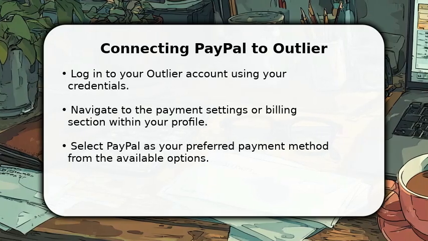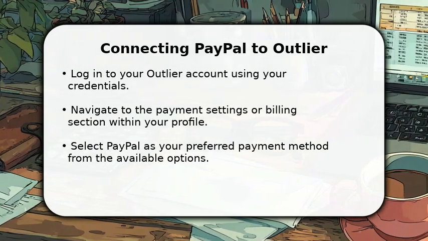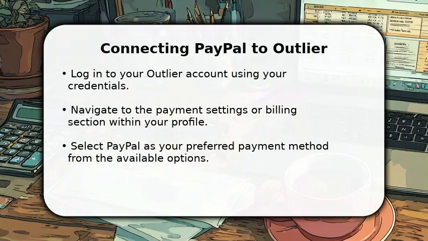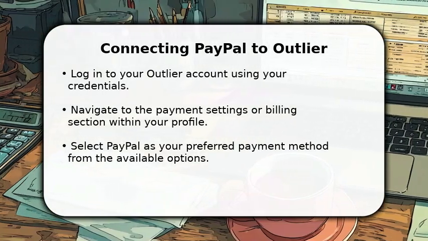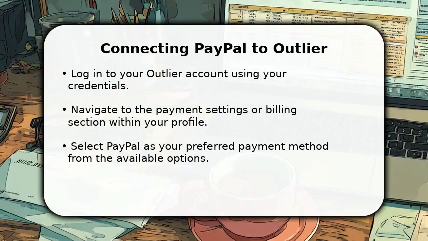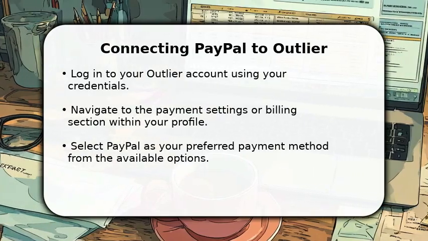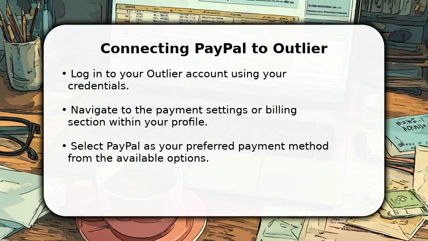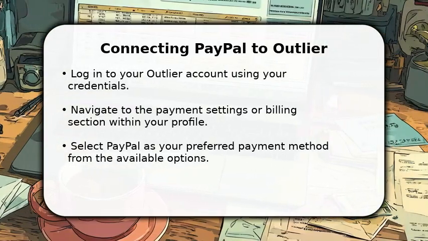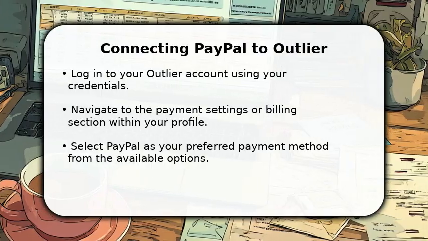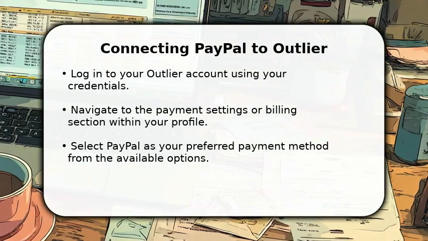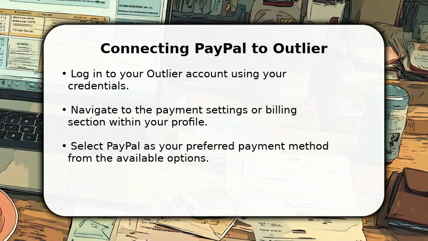In this video, I will explain how to connect your PayPal account to Outlier. First, begin by logging into your Outlier account. Once you are successfully logged in, locate and click on the Payment Settings or Billing section, which is typically found in your account's dashboard or profile menu. From the list of available payment options, choose PayPal to initiate the connection process. This is the first of several straightforward steps to link your account seamlessly and securely.